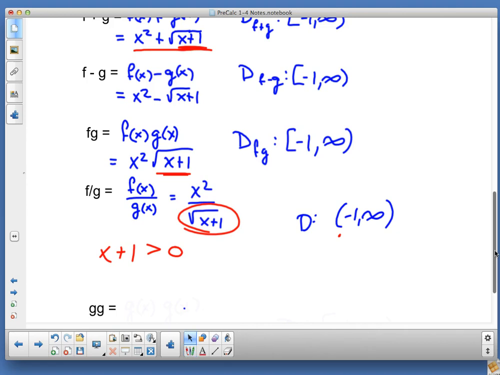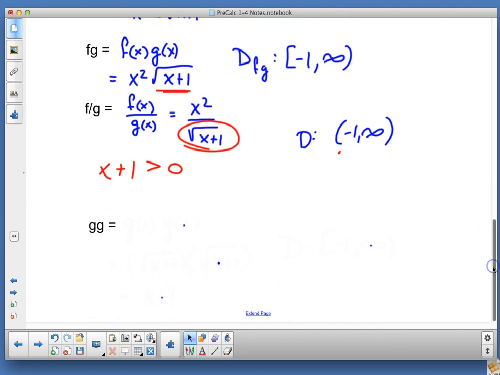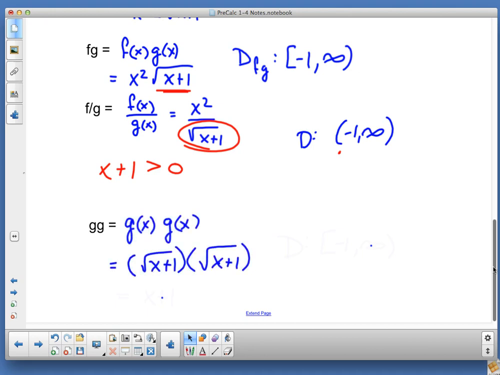Now, I want you guys to try a combination of g times g. Remember that double g is the function g times g. We're going to be doing compositions, and this is the best for showing that I'm multiplying g times itself. So think about what's going on when I think about function g. Function g is the square root of x plus 1. So I'm asking you to multiply the square root of x plus 1 times the square root of x plus 1. Are you okay with what I've got there as I'm stepping through that?